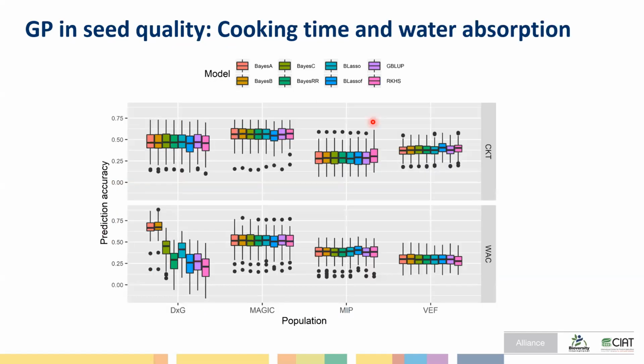Another interesting example is the prediction of another kind of traits, like seed quality traits. In this case, you can see cooking time and water absorption capacity. And we evaluated 4 populations: the BEF and MAGIC populations that I showed you before in this study, and 2 other populations, the MIP population, which is a Mesoamerican breeding panel, and G4G. G4G is a biparental population, very interesting for genetics studies in bean.